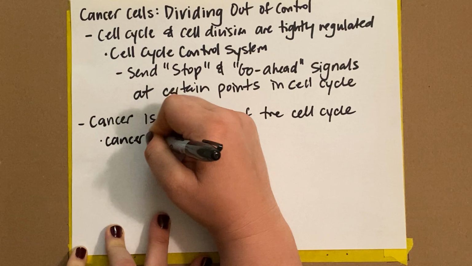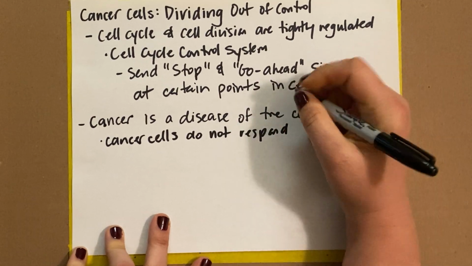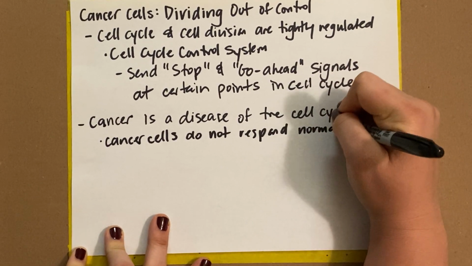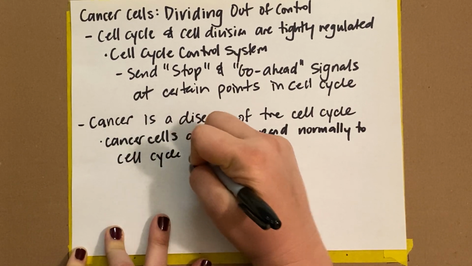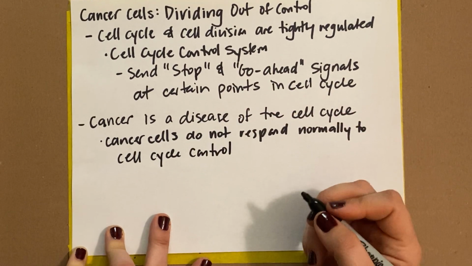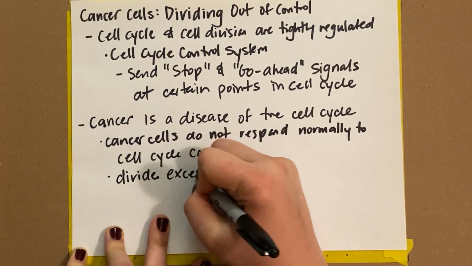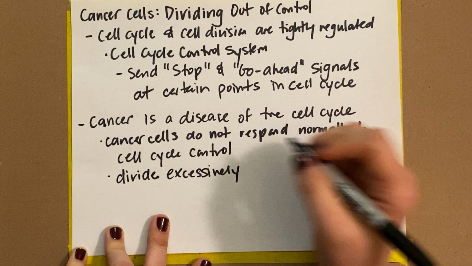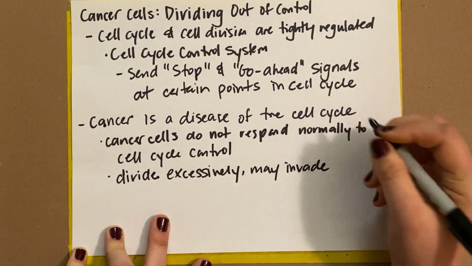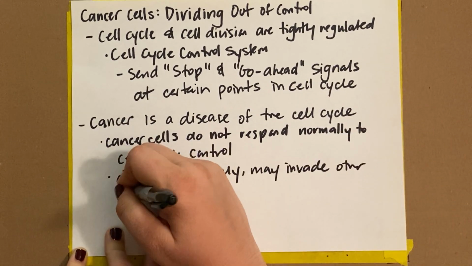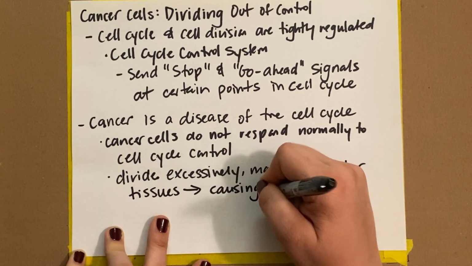So cancer cells do not respond normally to cell cycle control. Basically what happens is they start to divide excessively. Okay, and when they do this, they can invade other organs and tissues, causing problems.